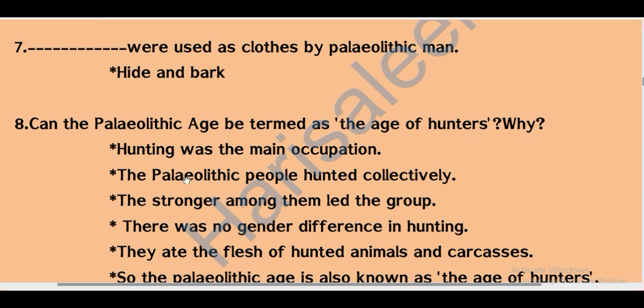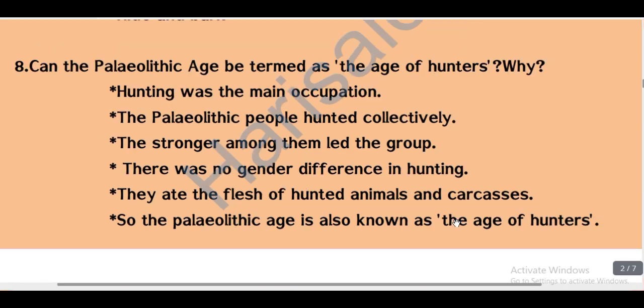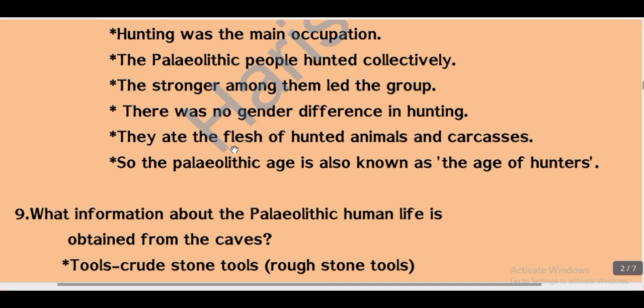Next, can the Paleolithic age be termed as the age of hunters? Why? Answer: hunting was the main occupation. The Paleolithic people hunted collectively. The stronger among them led the group. There was no gender difference in hunting. They ate the flesh of hunted animals and carcasses. So, the Paleolithic age is also known as the age of hunters.